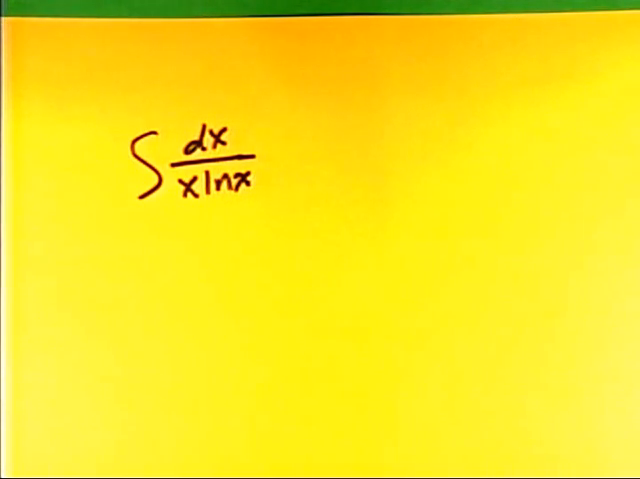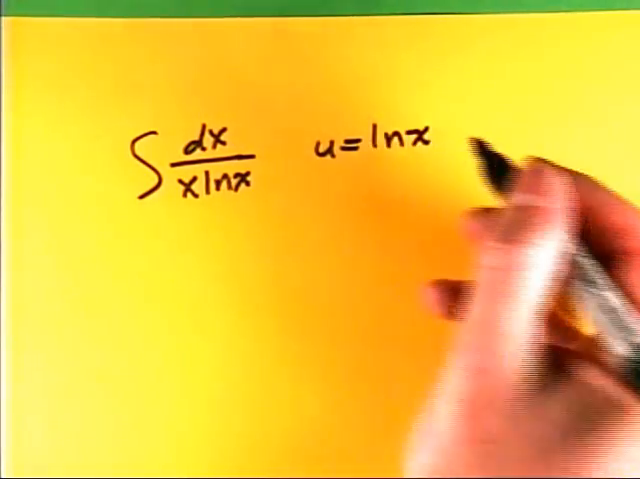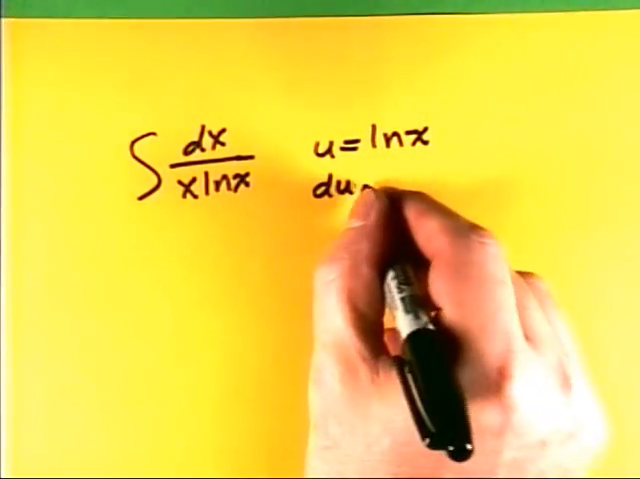Excellent. You're trying to find u, right? So what is u going to be? The natural log of x. U is equal to natural log of x. And if u is equal to natural log of x, what's du equal to? 1 over x dx. Right, it's 1 over x dx. So therefore, excellent.